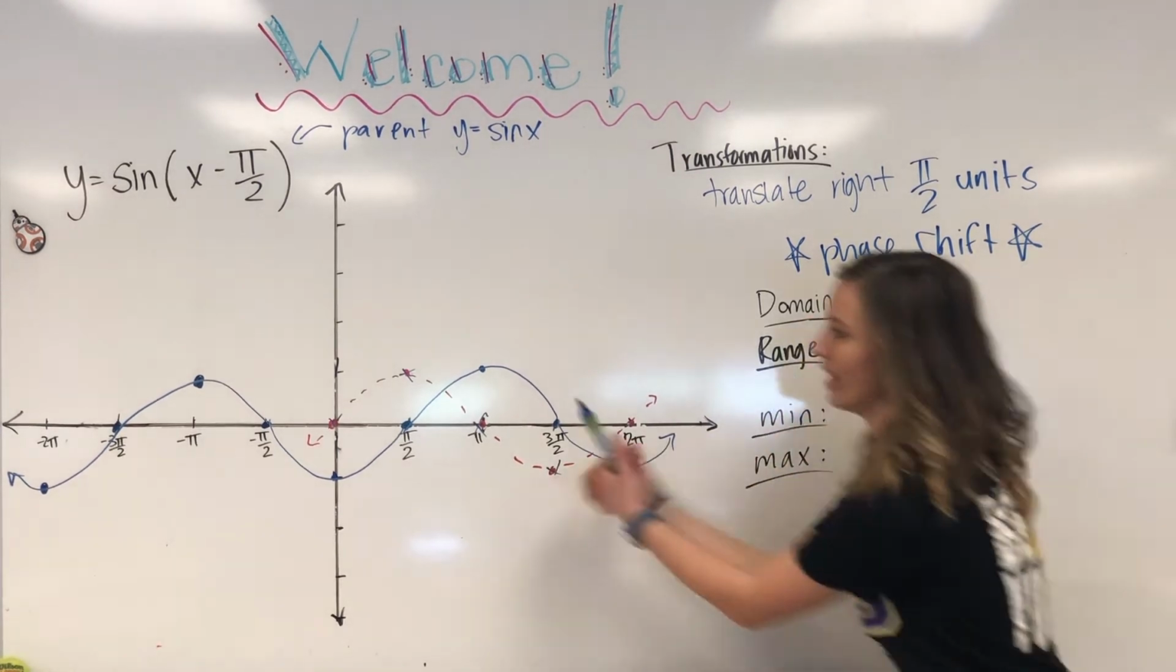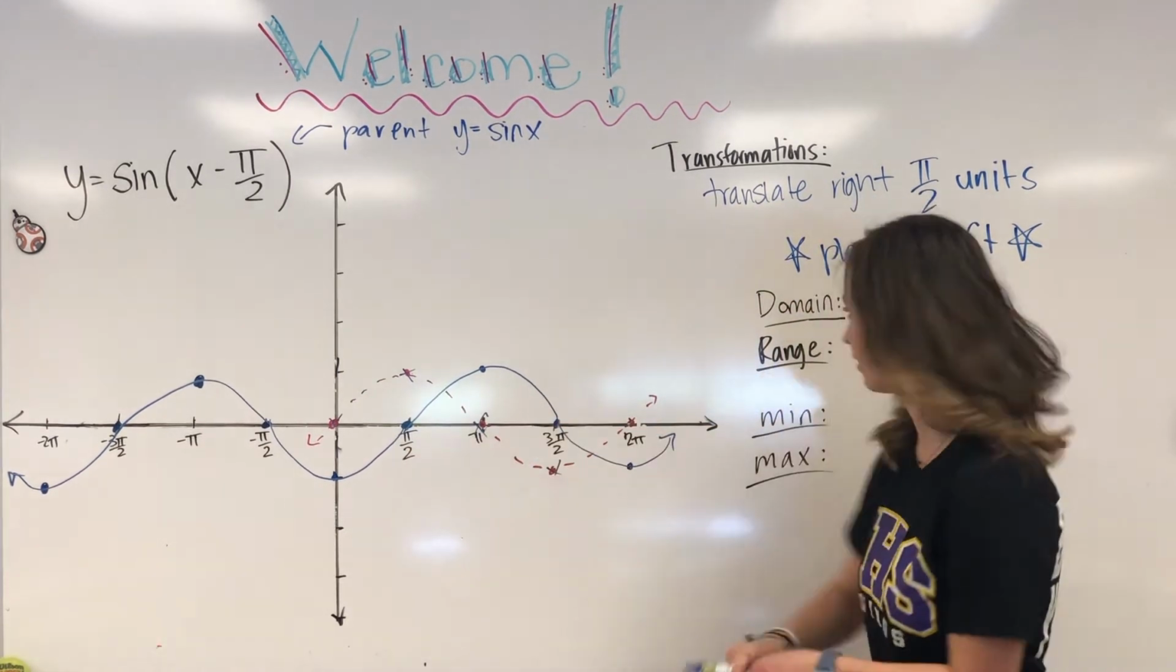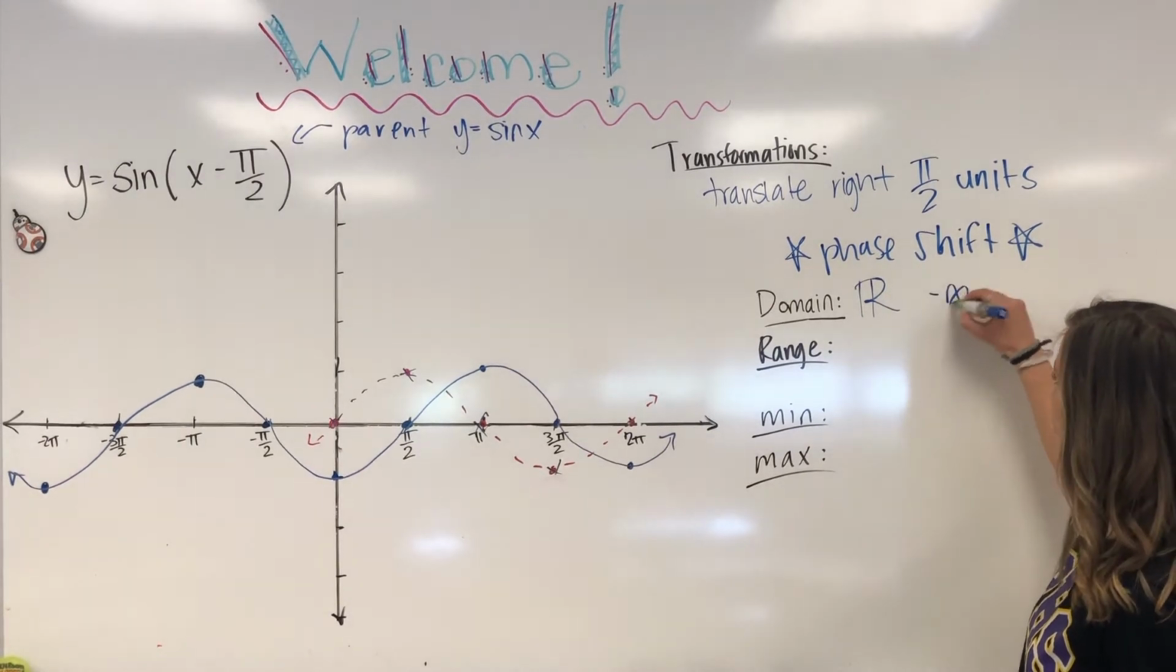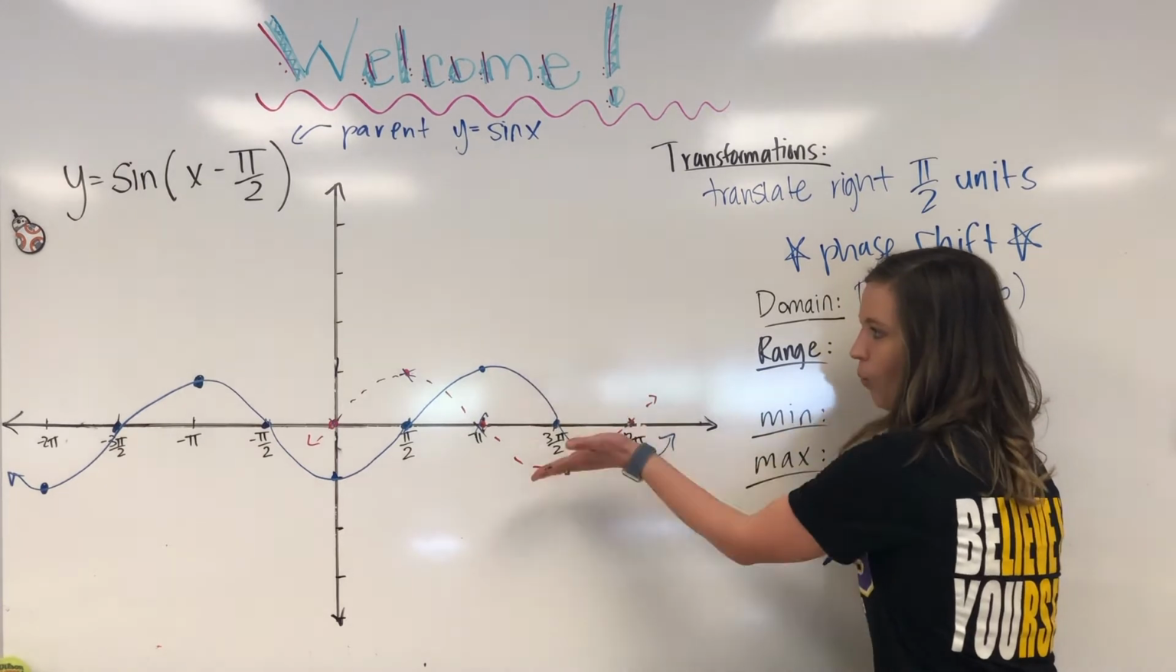So the domain, like I said before, this graph goes on forever. It's going to keep covering all of our x values. So we can say our domain is all real numbers, or if you want to write that in interval notation, negative infinity to positive infinity. All right, the range. The range is what y values we're covering.